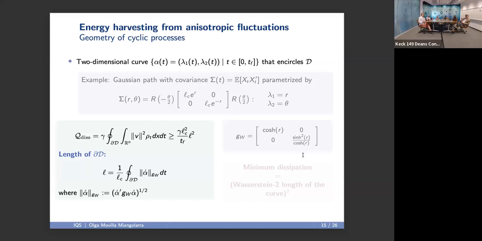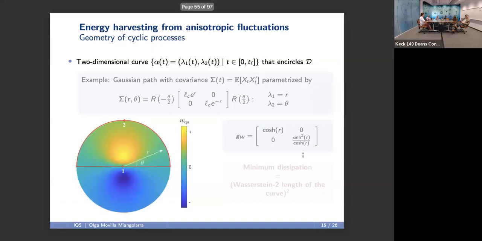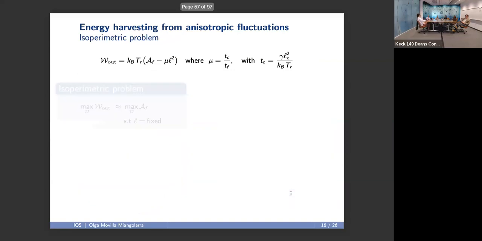And we'll see how this may be useful later. So again, if we go back to our plot, if we're trying to go along this red curve, then minimum dissipation is really related to the square of the Wasserstein 2 length of this curve. So now let's put all these things that we've learned together to solve our problem.